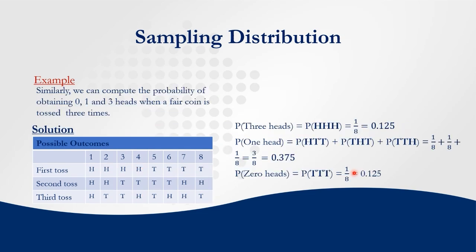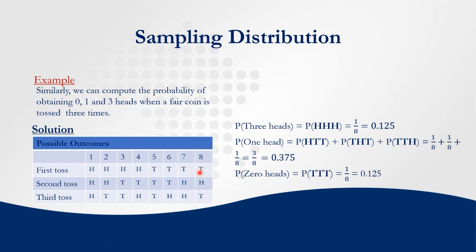We can also compute the probability of getting 0 heads. What's the probability that I get 0 heads? What's the probability that I get 1 head? What's the probability that I get 3 heads? I can compute the probability for all those outcomes of interest.